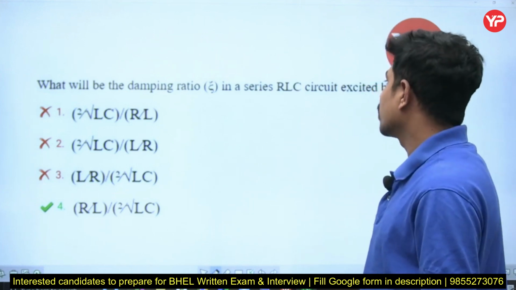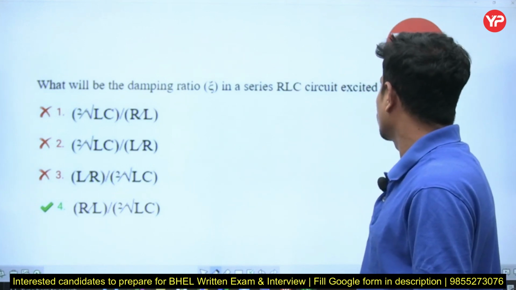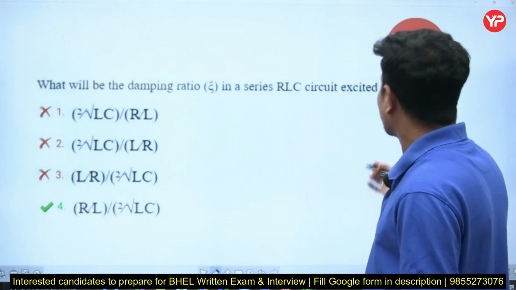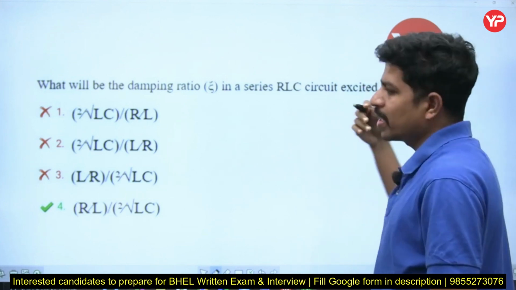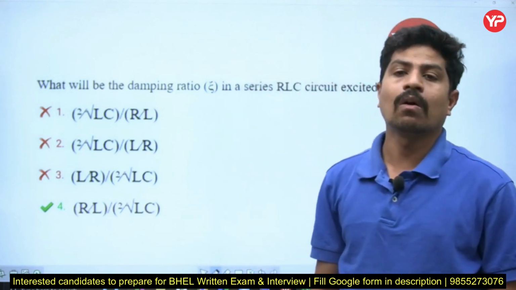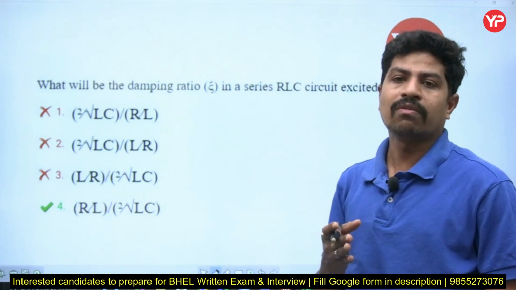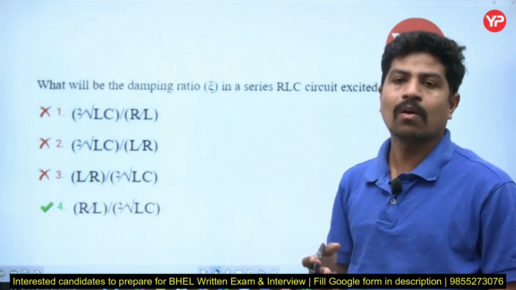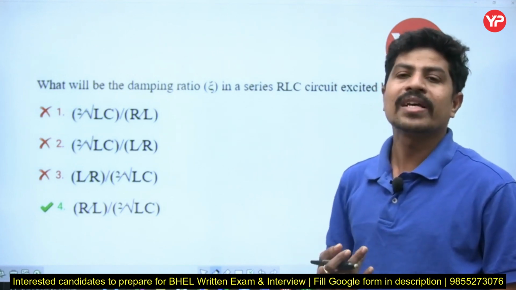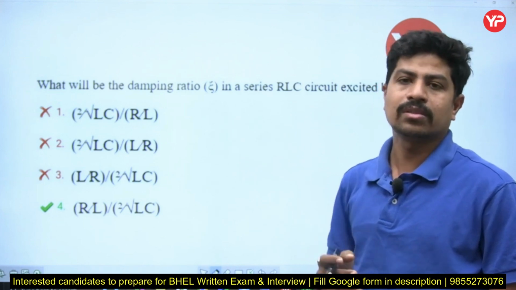What will be the damping ratio zeta in a series RLC circuit excited by DC source? This need not be a DC source, it may be any source. Zeta is the damping ratio. It depends on the values of R, L and C, but not on the excitation that is given. The excitation may be DC or AC or whatever it is, right?